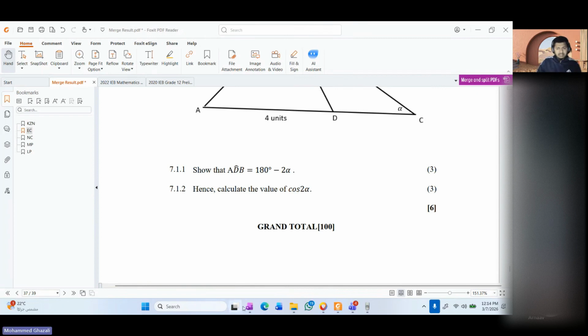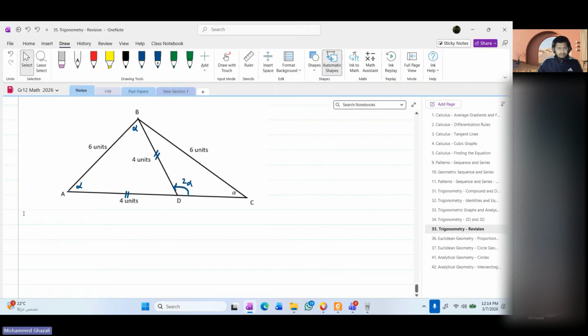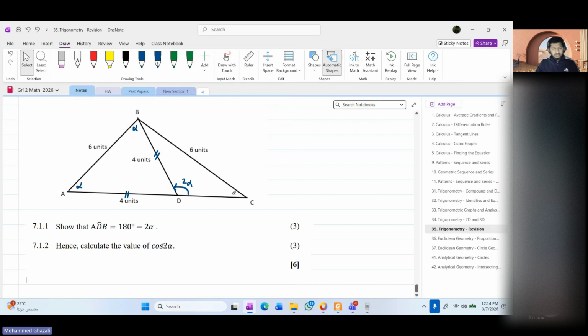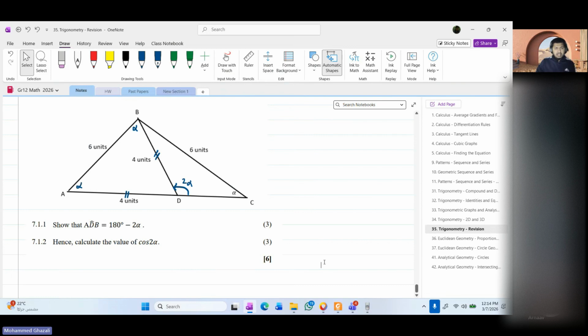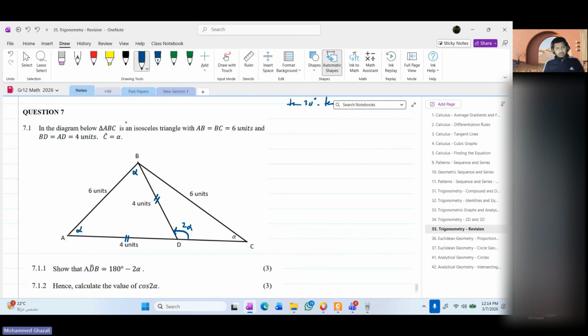Now, give reasons, guys. Don't just write down stuff. Give a reason. Right, so the first part is show that ADB is 180 minus 2 alpha. So we need to use the geometrical proofs here.